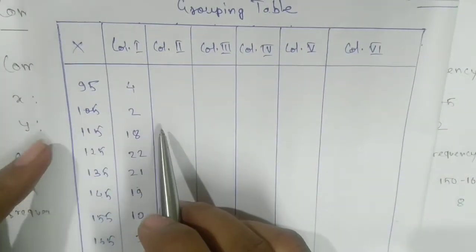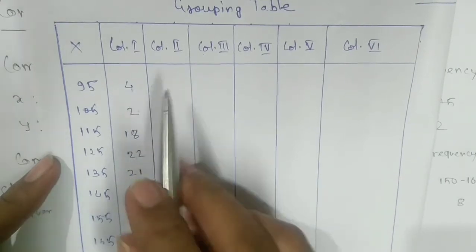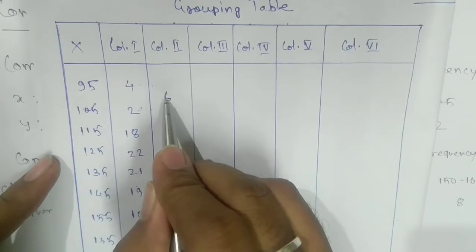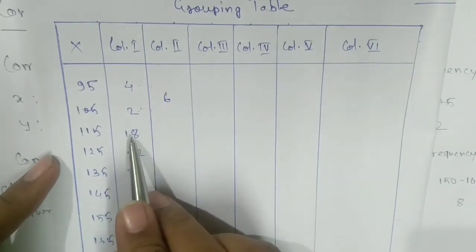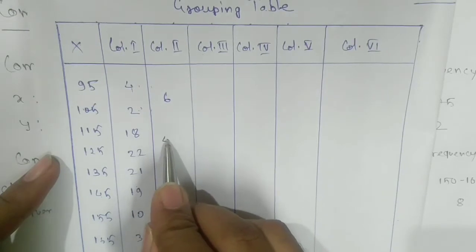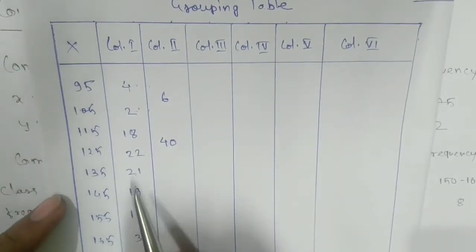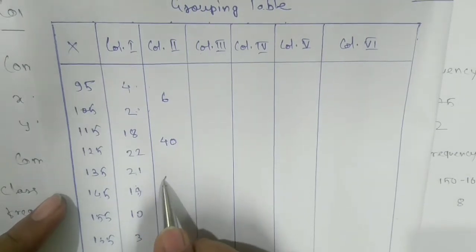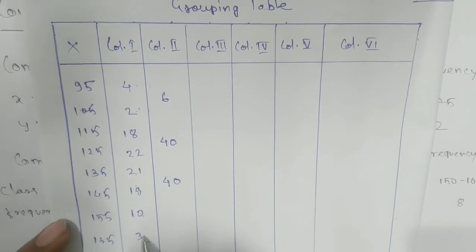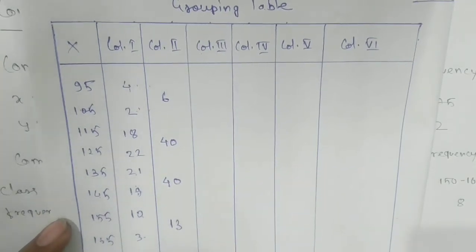Second column rule is what? From top, we'll add first two. Like 4 plus 2 is what? 6. Next, 18 plus 22, 40. Next, 21 and 19, that is 40. Next, 10 plus 3, 13. Is there anyone for 2?